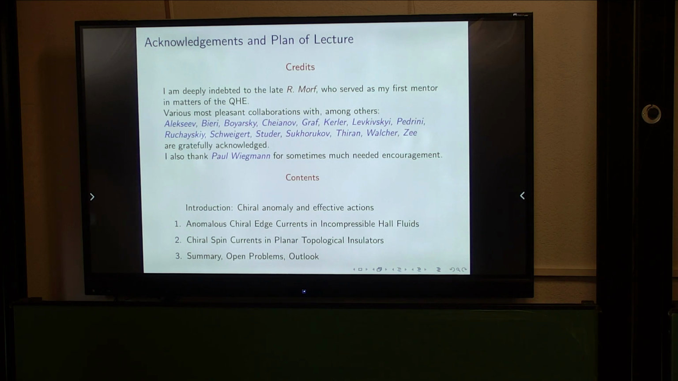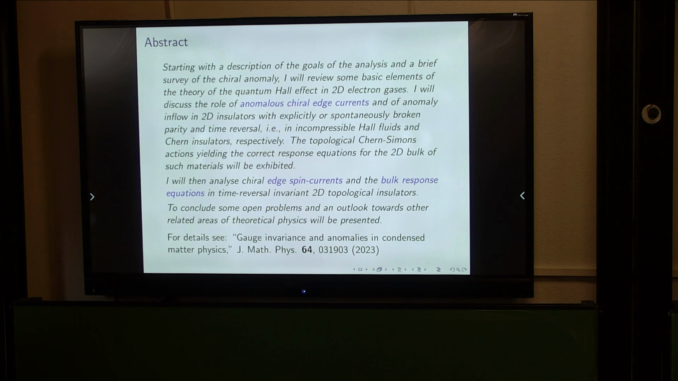Very good. So here is a summary. I will describe the goals of my analysis and survey the chiral anomaly. I will then review some basic elements of the theory of the quantum Hall effect in two-dimensional incompressible electron gases. I will discuss the role of the anomalous chiral edge currents and the anomaly inflow from the bulk.